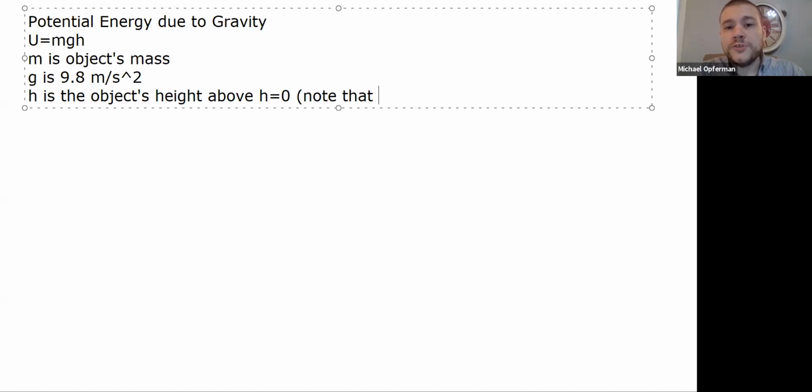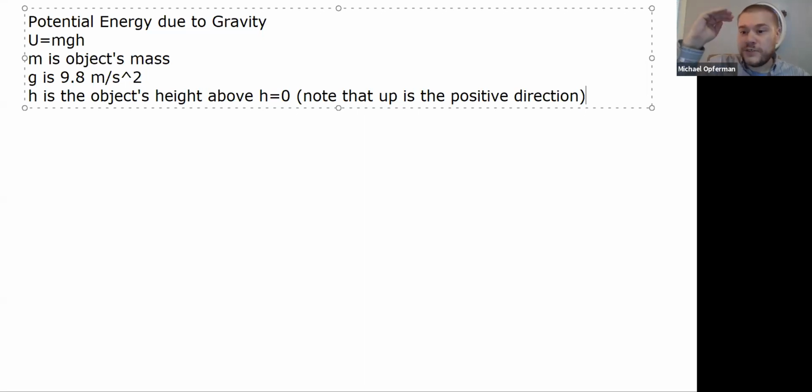And just note that up is the positive direction for this, and that we don't have a choice on, because you have to build the gravitational energy in such a way that it goes up when the object goes up, and goes down when the object goes down. So that's pretty simple. The gravitational potential energy is a very simple one.